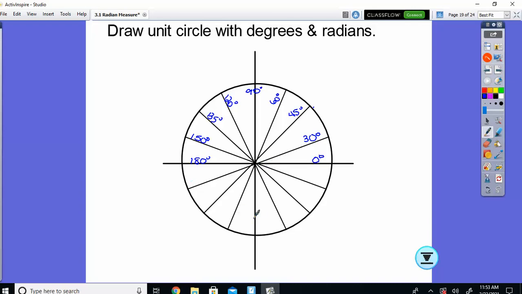In the third quadrant, how would I get these angles? You add your reference angle. So this one right here is like a reference angle of 30, so 180 plus 30 is 210. This would be a reference angle of 45, so 180 plus 45 is 225. Reference angle 60, 180 plus 60 is 240. What would this line represent?